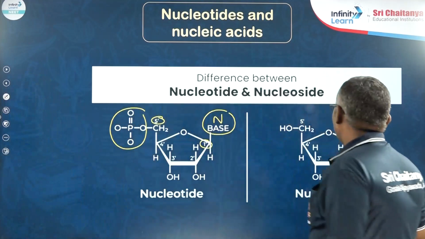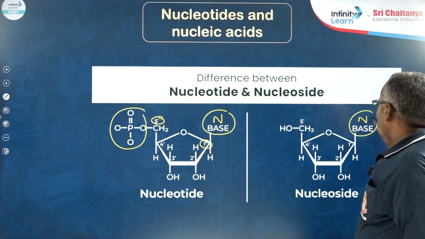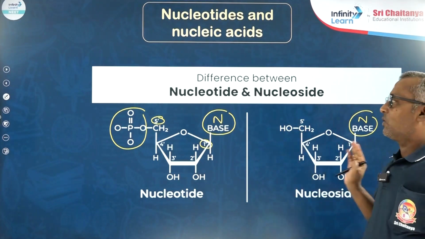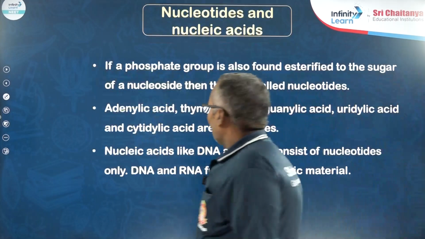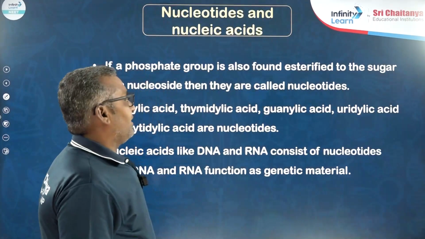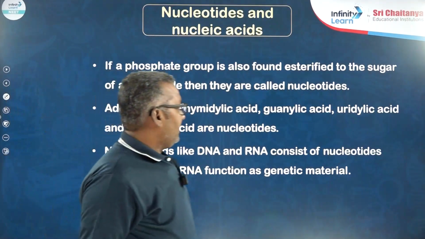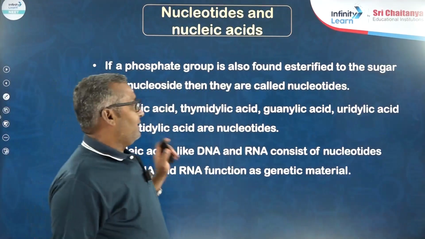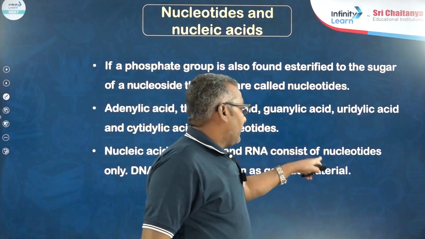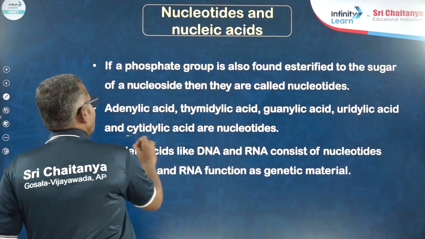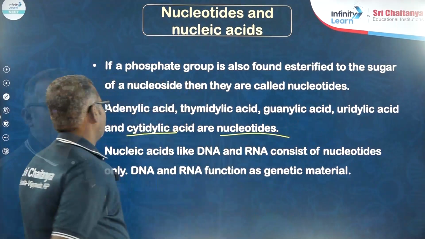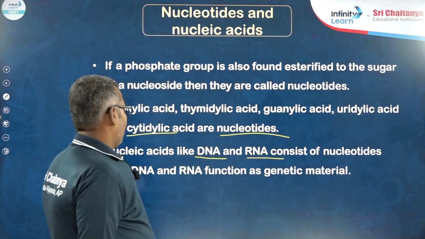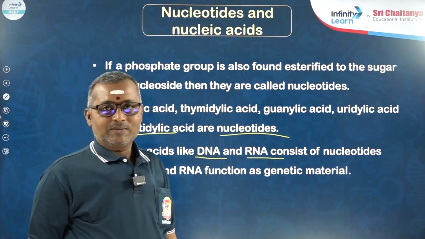Whereas in a nucleoside, the nitrogen base is attached to the 1' carbon and there is no phosphoric acid. This is the difference between nucleoside and nucleotide. If a phosphate group is also found esterified to the sugar of a nucleoside, then they are called nucleotides. As I said, adenylic acid, thymidylic acid, guanylic acid, uridylic acid, cytidylic acid are nucleotides. And nucleic acids include DNA and RNA.